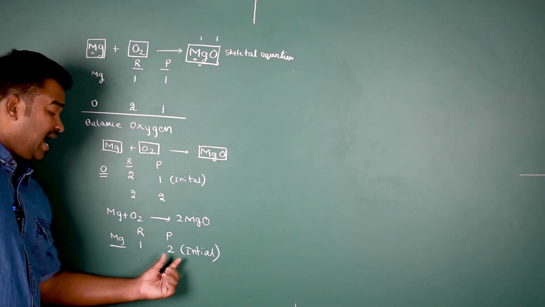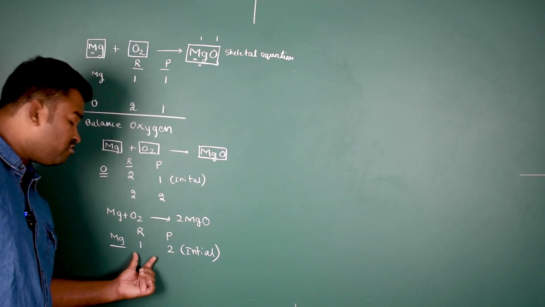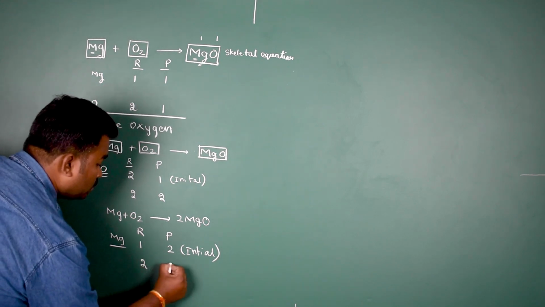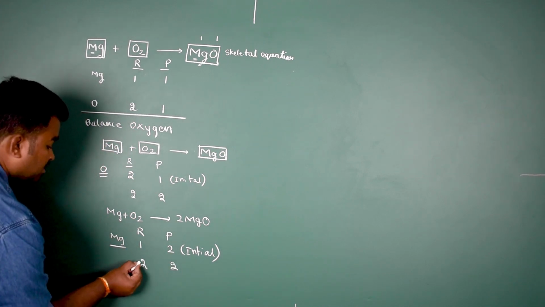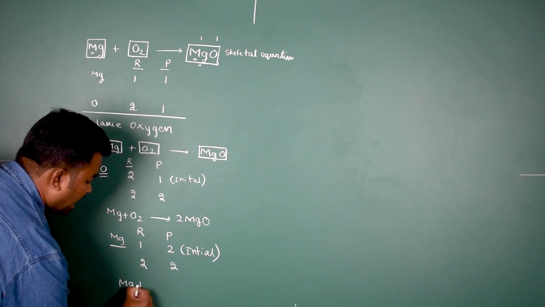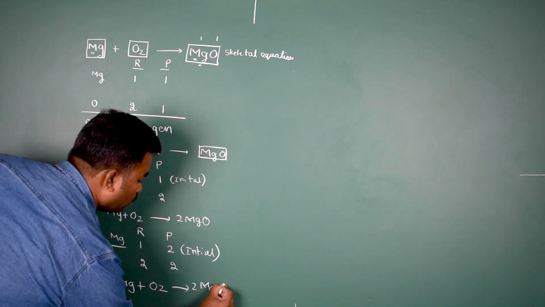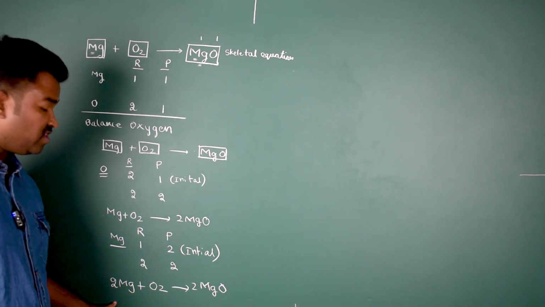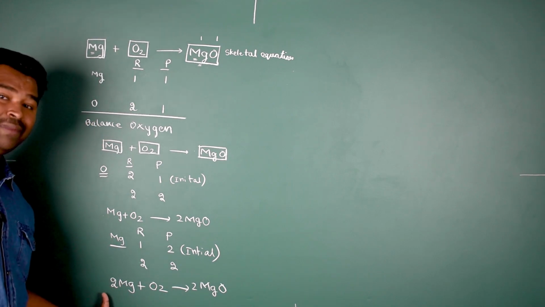So I have to ensure that the number of atoms on the reactant side and the product side are equal. So I have to make the number of magnesium atoms on the reactant side 2 and 2. So my new equation will be, I have to add the 2 towards this magnesium reactant, that is 2 Mg reacting with O2 to form 2 MgO. Now you see this equation, check one final time whether it is balanced or not.